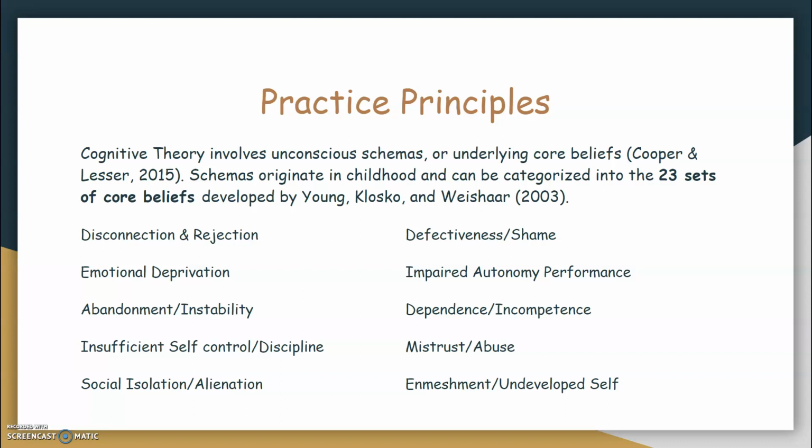Young, Kolosko, and Weischer developed 23 sets of core beliefs to categorize different schemas. These sets of core beliefs are listed here.